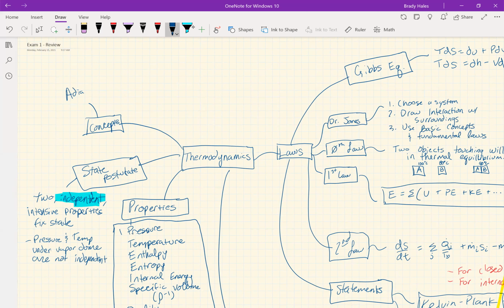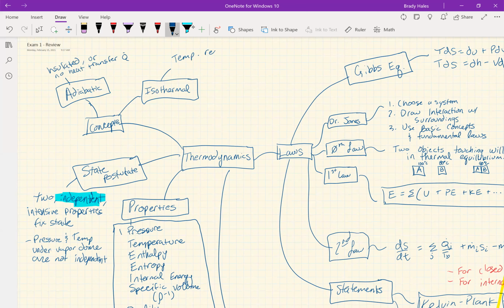So you might have adiabatic, which is like insulated, a keyword that they give in problems. But what it means is no heat transfer, Q dot. Okay, another one might be isothermal, which is temperature remains constant.